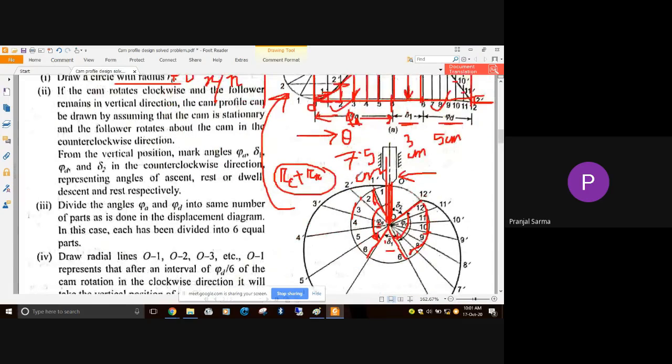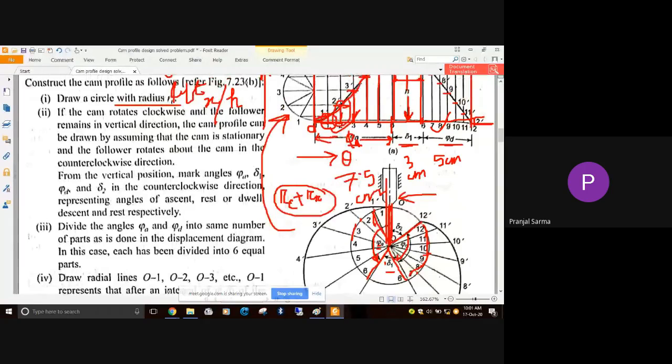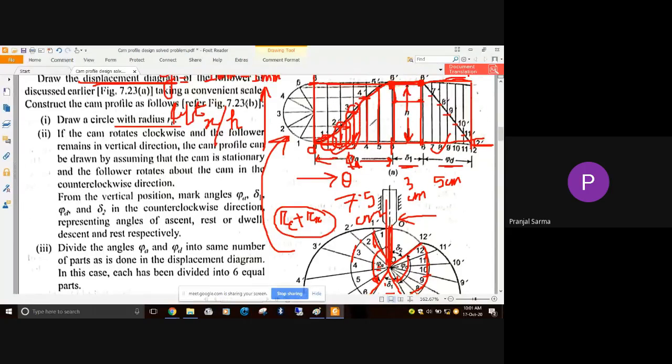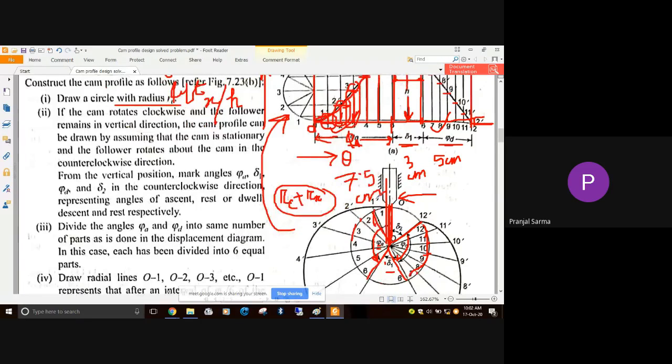So what we are going to do: for this 1 dash, 2 dash, 3 dash, and so on, we have to measure these lengths and extend along the same line. Suppose it is 1, then 1 dash is whatever distance or length we get from the displacement diagram, and it must be along the same line. You should not make it vertical, horizontal, or something else. Whatever the orientation of this line, you extend along the same line by this much. So this is the 1 dash position.